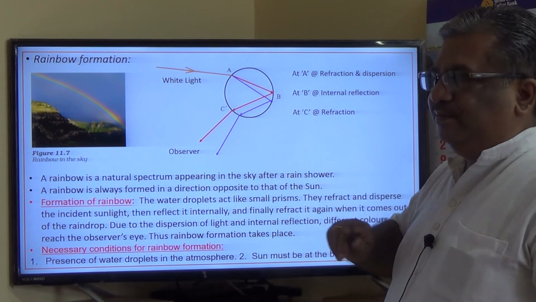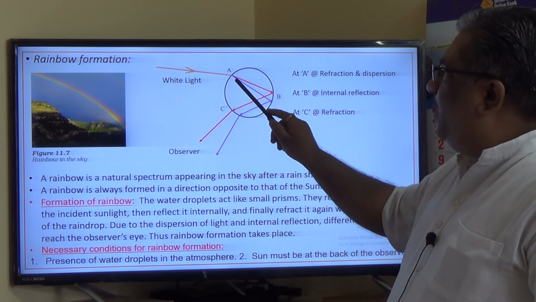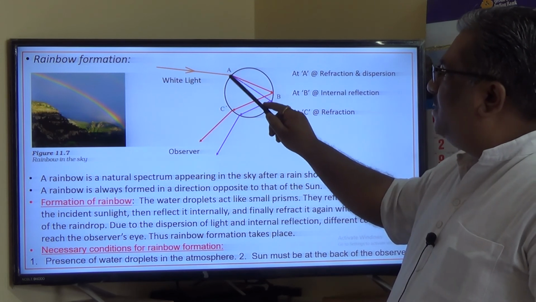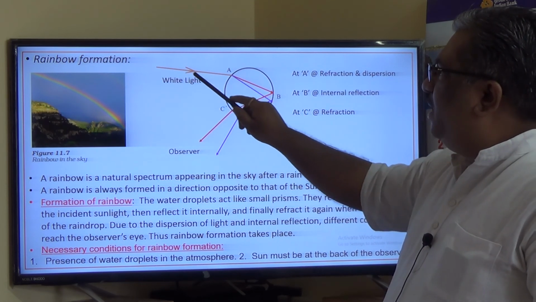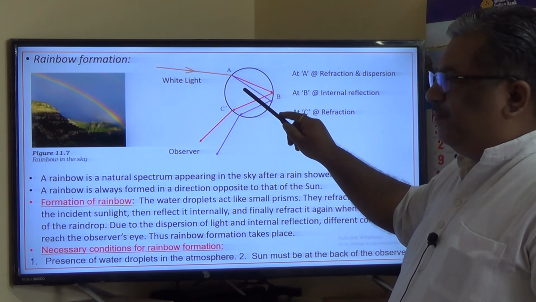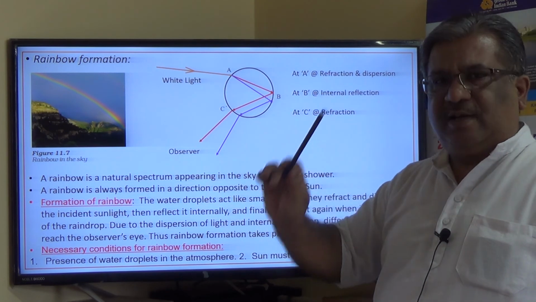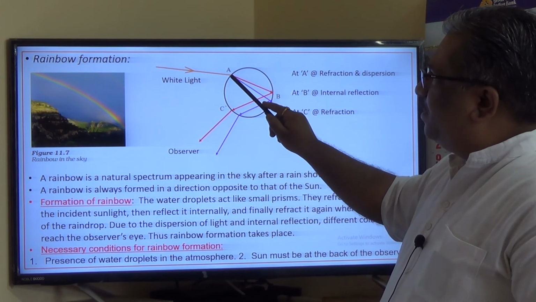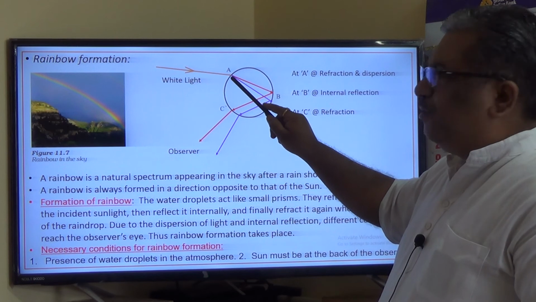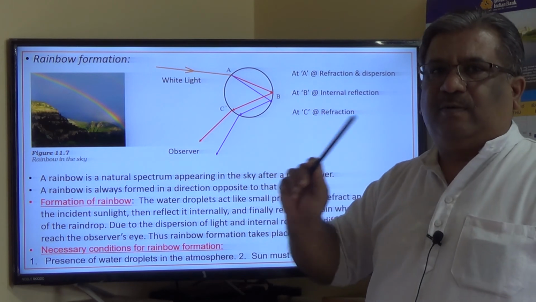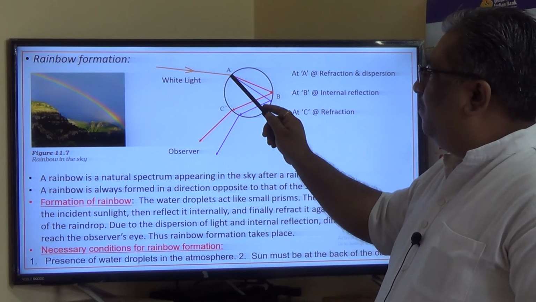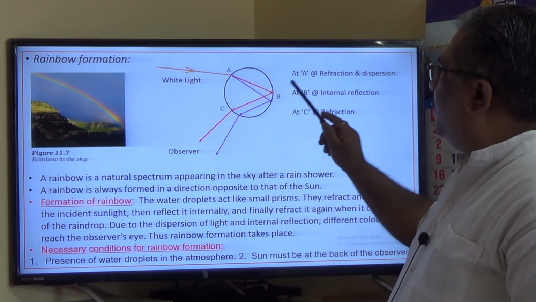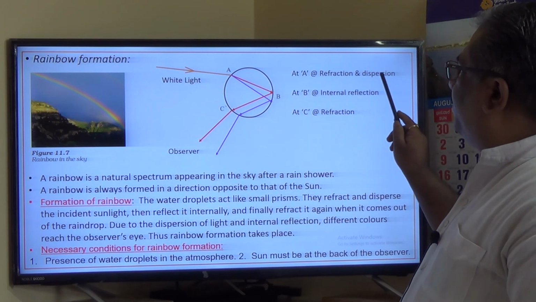V, R. R bends least, V bends most. R is on the top, V is on the bottom. So at this surface, the bending phenomenon of the light is observed and splitting phenomenon is also observed, meaning at point A on the surface of the water, refraction and dispersion both take place. So at A, refraction and dispersion took place.